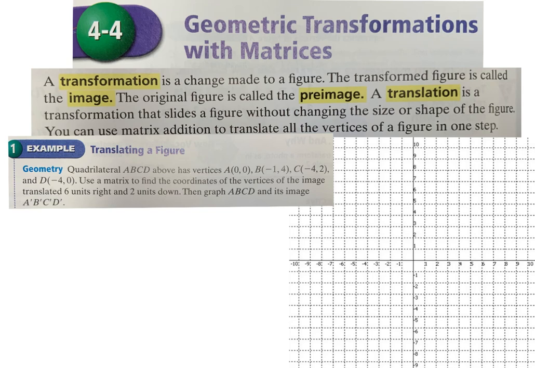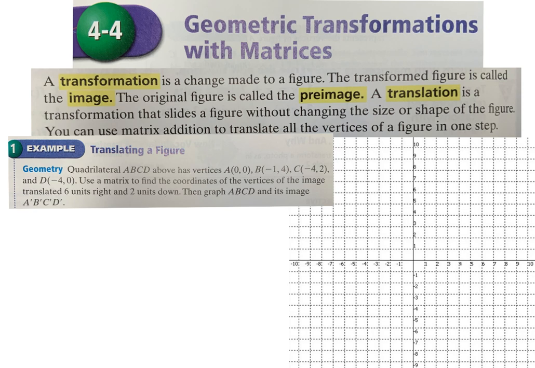Geometric transformations with matrices. All right, a transformation is a change made to a figure. The transformed figure is called the image. The original figure is called the pre-image. The translation is the transformation that slides a figure without changing the size or shape of the figure. So a transformation is just changing the figure in some way, shape, or form.